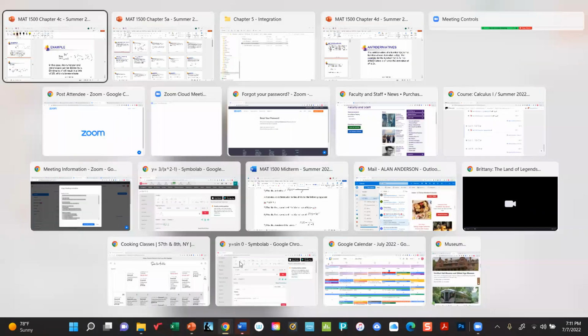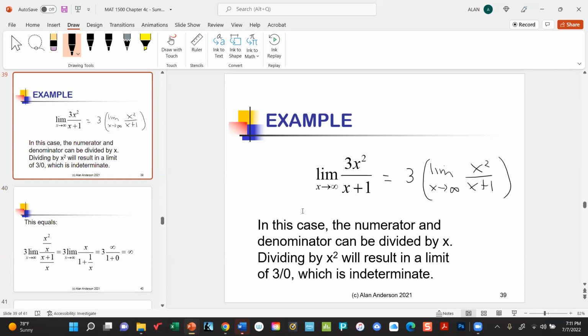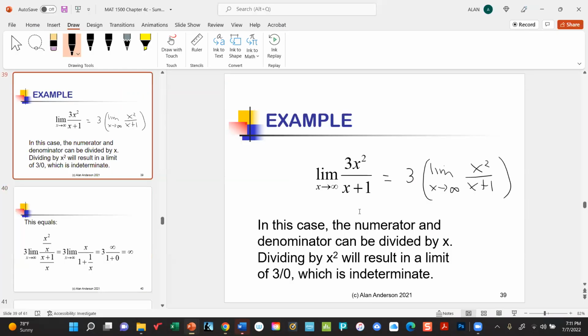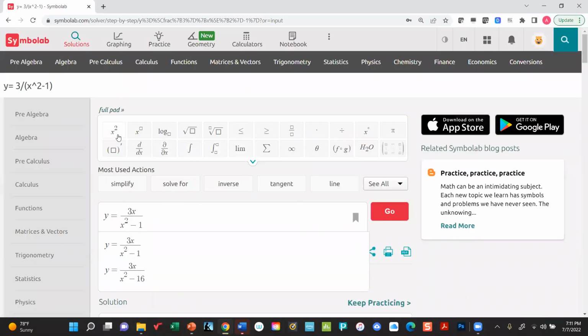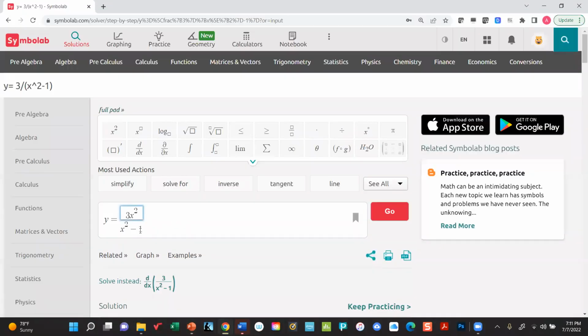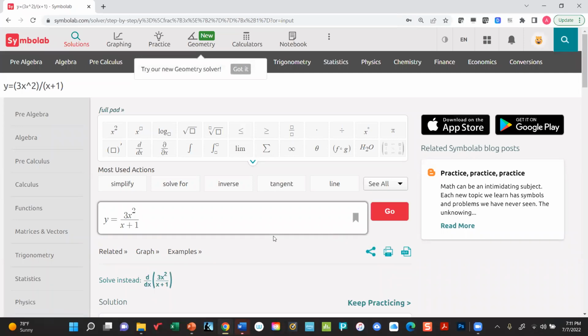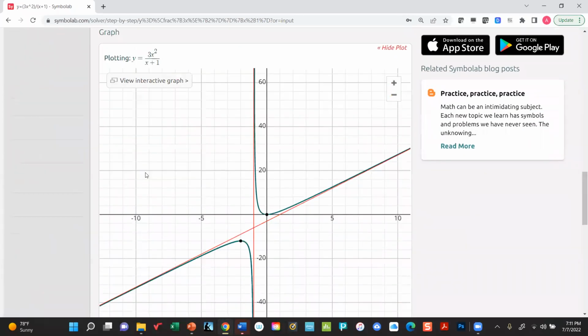let me just go find it. Here it is. Let's look at 3x squared over x plus 1. All right, let's take a look at this. Okay, so you can see there are a couple of asymptotes. And wow, this is an interesting one.